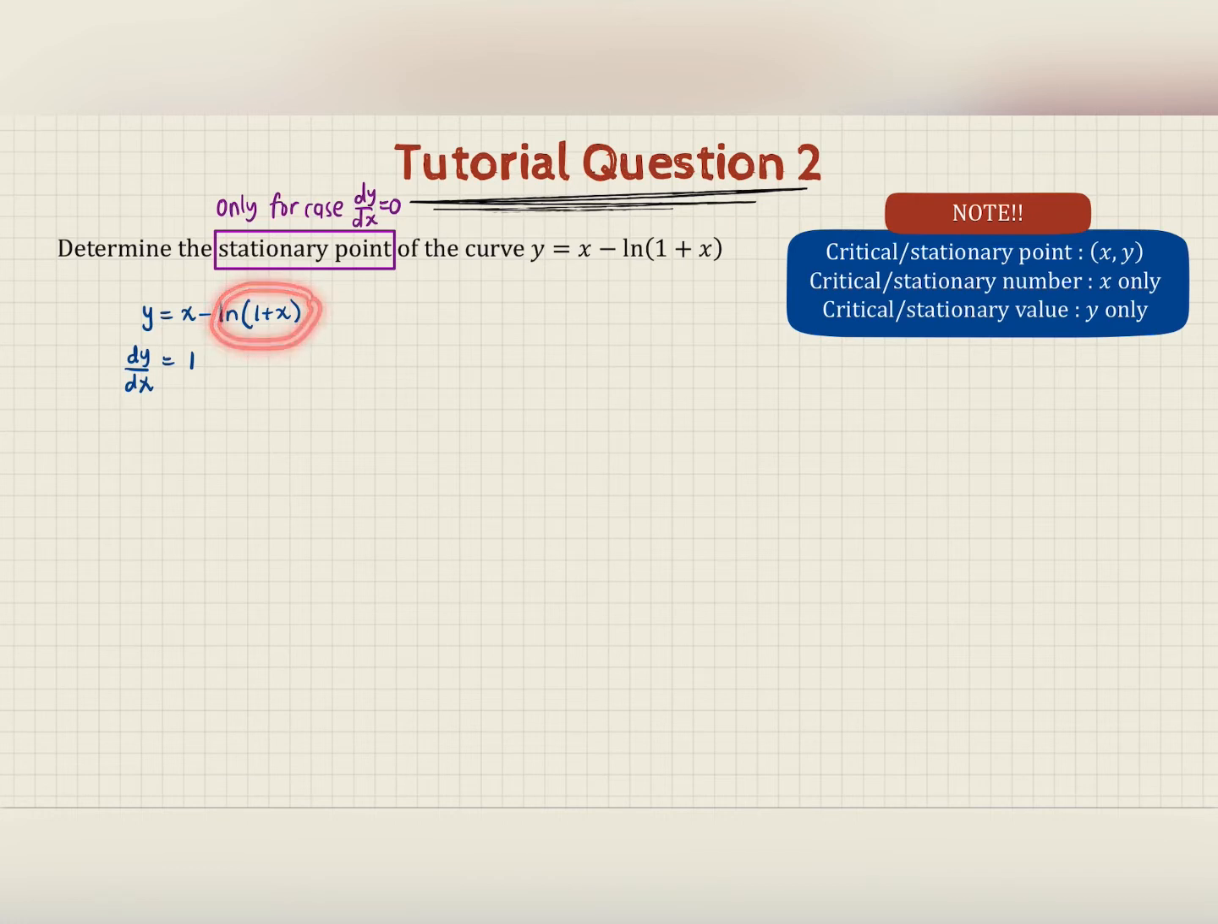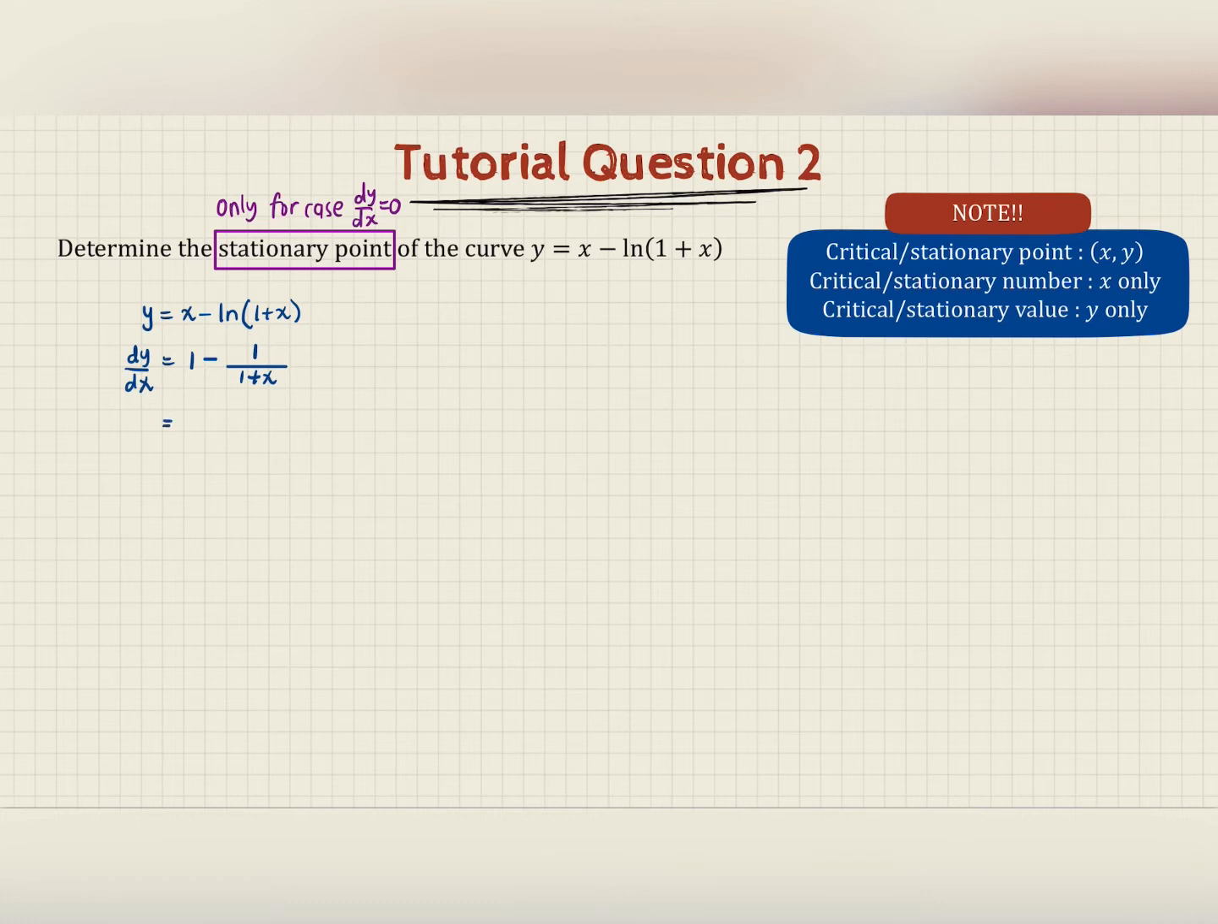ln of 1 over x will be negative. Okay, kat bawah ni kita salin sahaja 1 plus x ini. Okay, and dekat atas ni kita akan differentiate 1 plus x. So differentiate 1 plus x will be 1. So this will be the result lah.